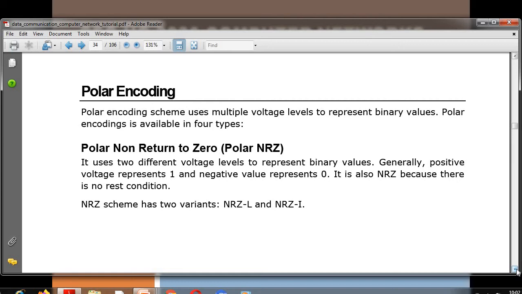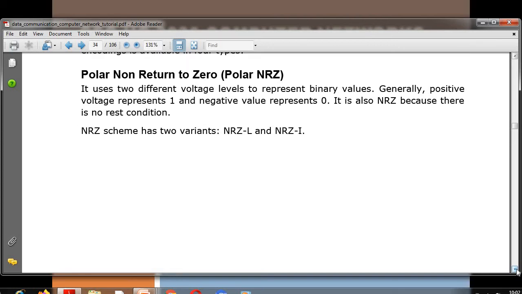Now polar encoding. Polar encoding schemes use multiple voltage levels to represent binary values. Polar encoding is available in 4 types. First there is polar non-return to zero, polar NRZ. It uses 2 different voltage levels to represent binary values. Generally positive voltage represents 1 and negative voltage represents 0. This is also non-return to zero because there is no rest condition.